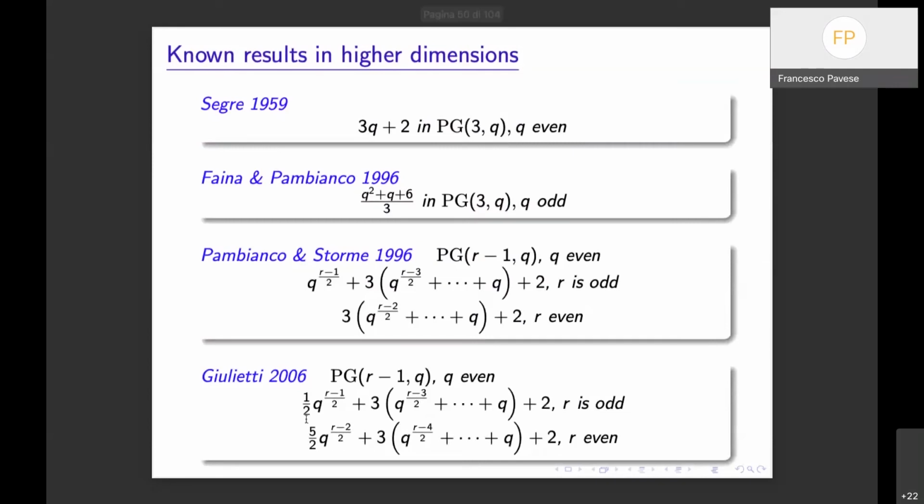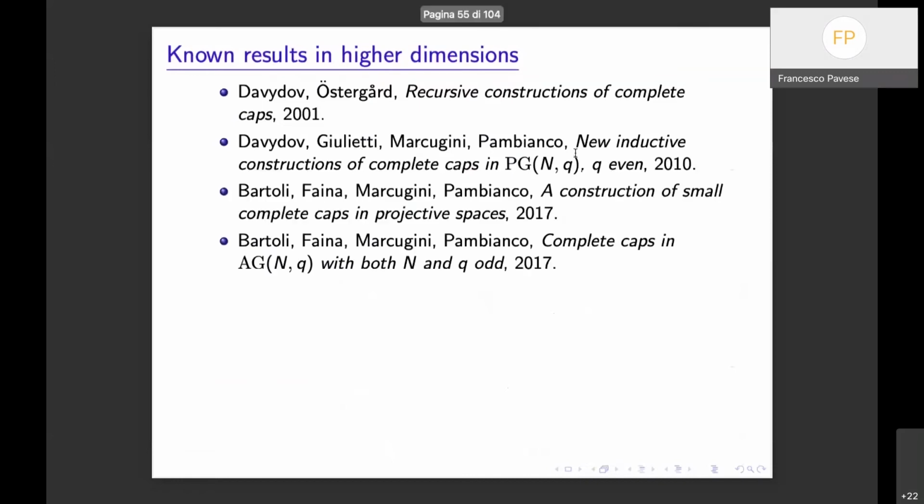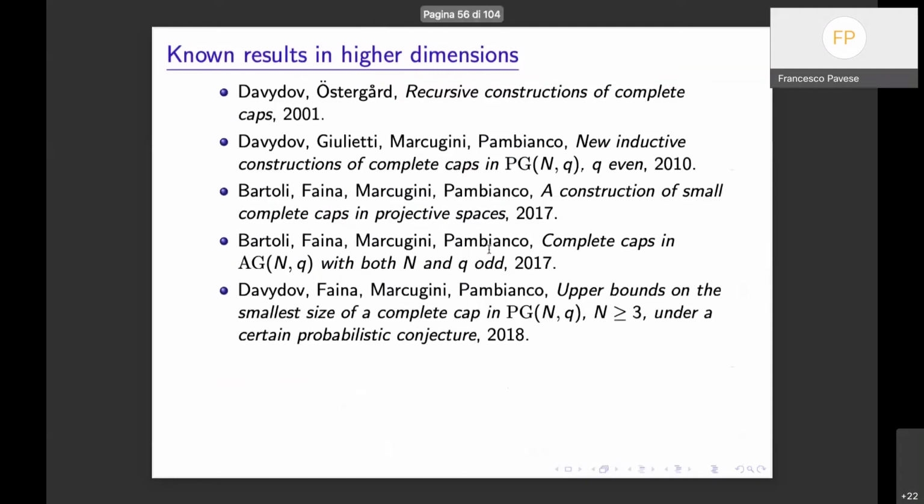The construction given by Giulietti was refined recently by Davydov, Giulietti, Marcugini, and Pambianco, and other constructions were obtained by Davydov and Östergård, Bartoli, Faina, Marcugini, and Pambianco in several papers. Davydov, Faina, Marcugini, and Pambianco also used a probabilistic approach in higher dimension.